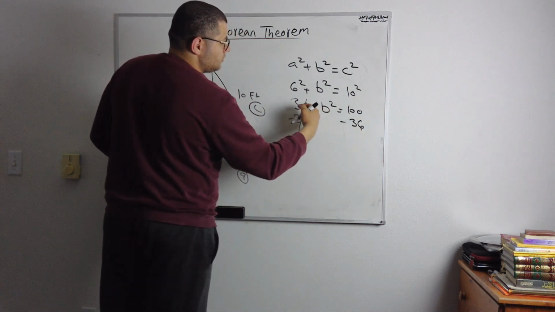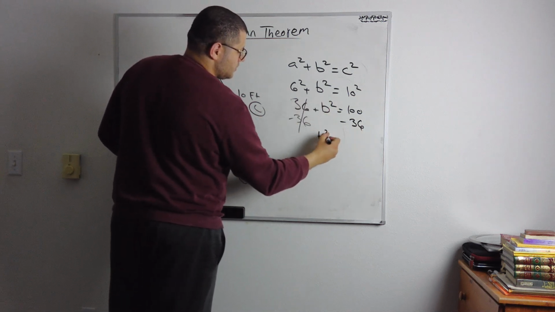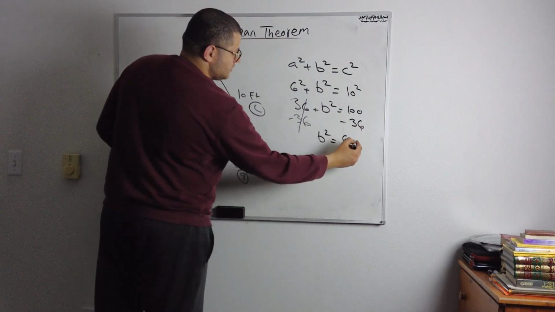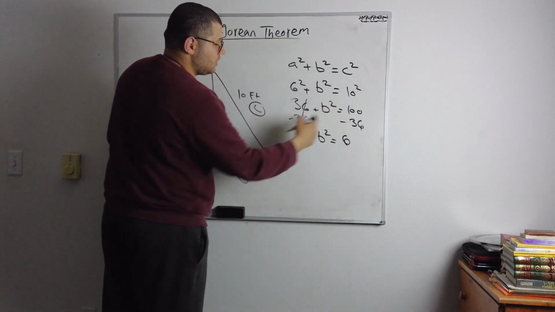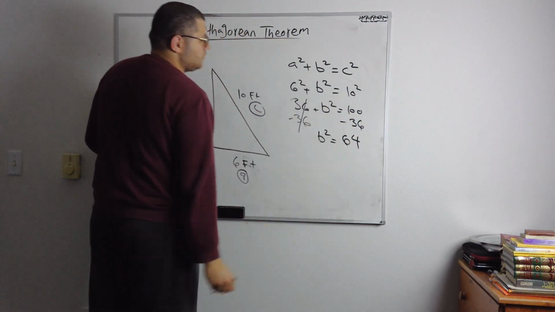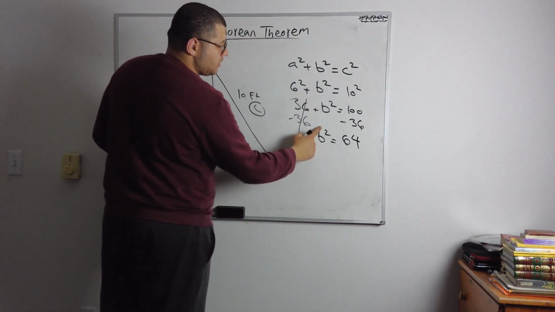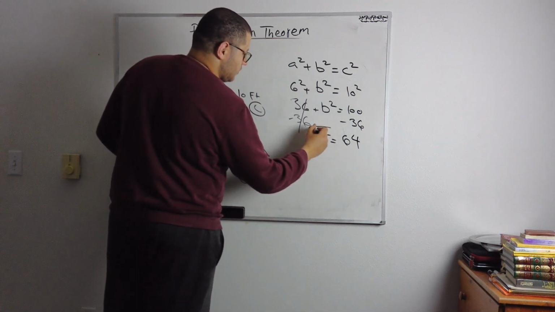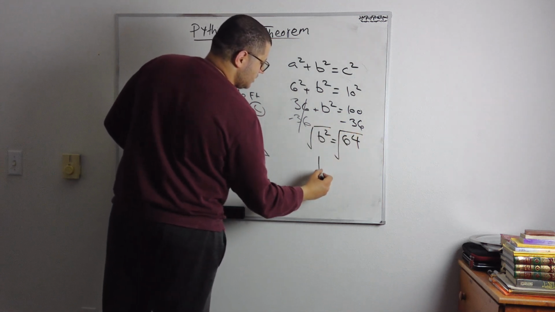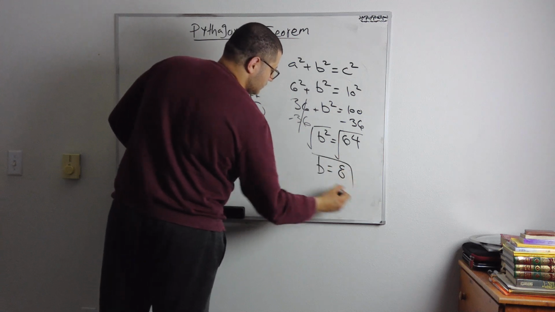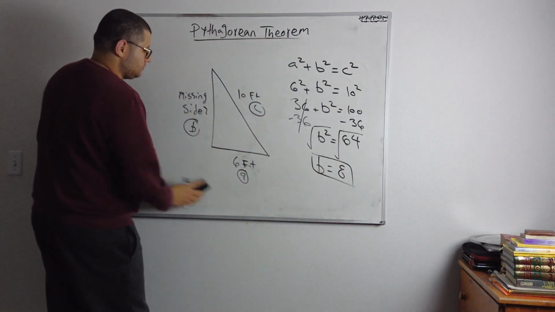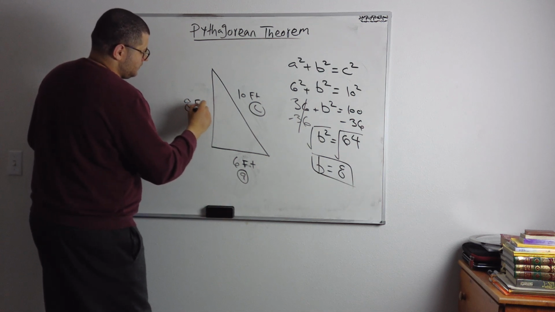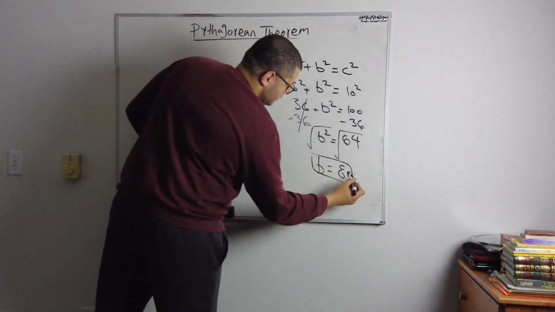So what's left here? On the left side, only B squared is left. On the right side, it's 100 minus 36. What's 100 minus 36? It's 64. Now, what number that you square will give you 64? Or you can just take the square root of both sides. B has to be 8. So, B is 8 feet.